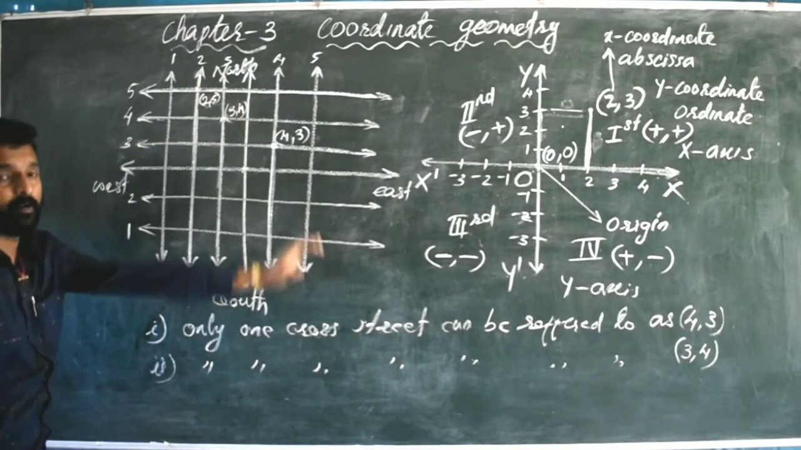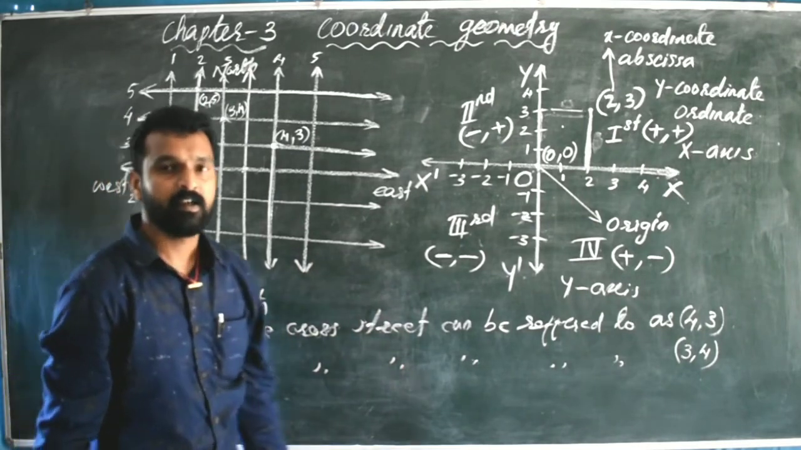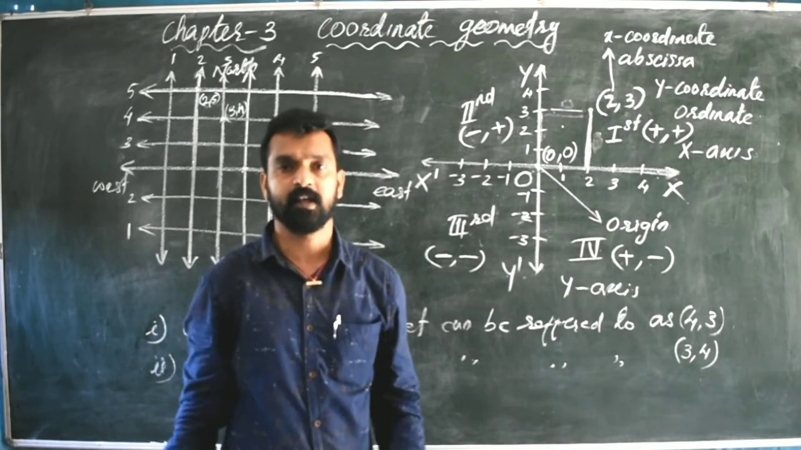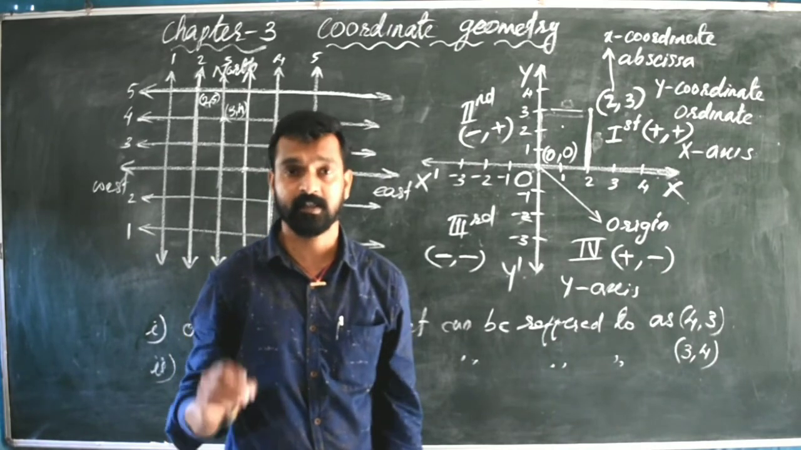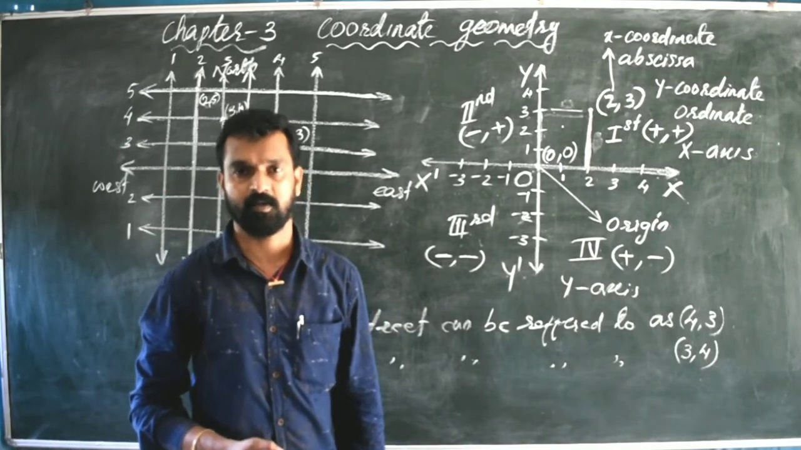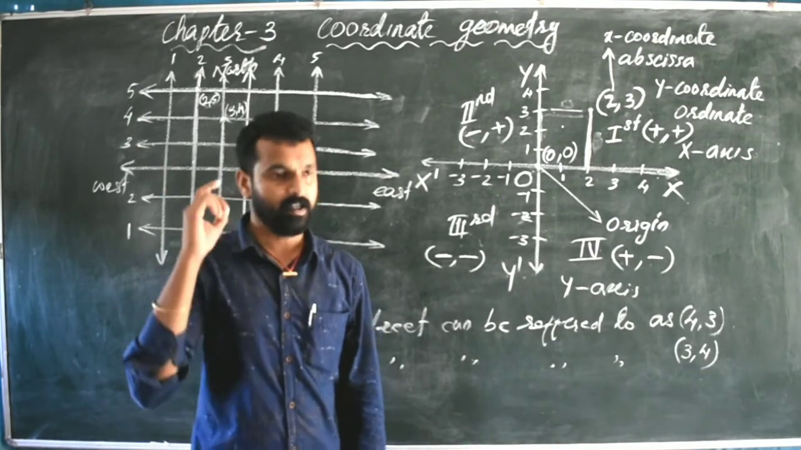So this way we can locate anything according to the north-south direction or east-west direction. For locating these things, or for locating a point on a number line, we are using coordinate geometry. That is the first exercise.